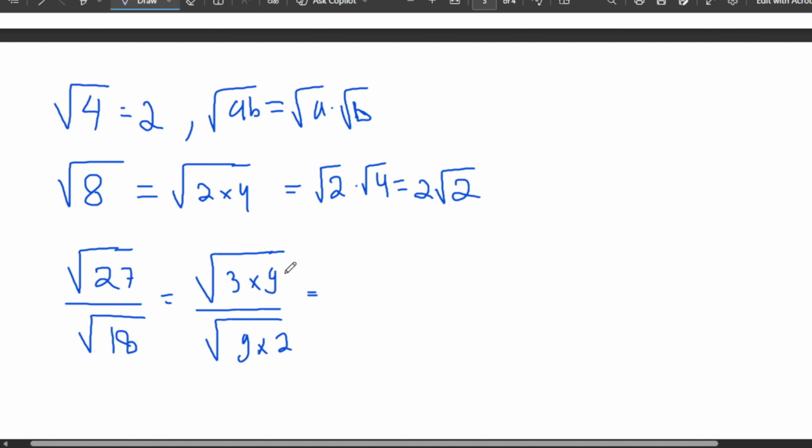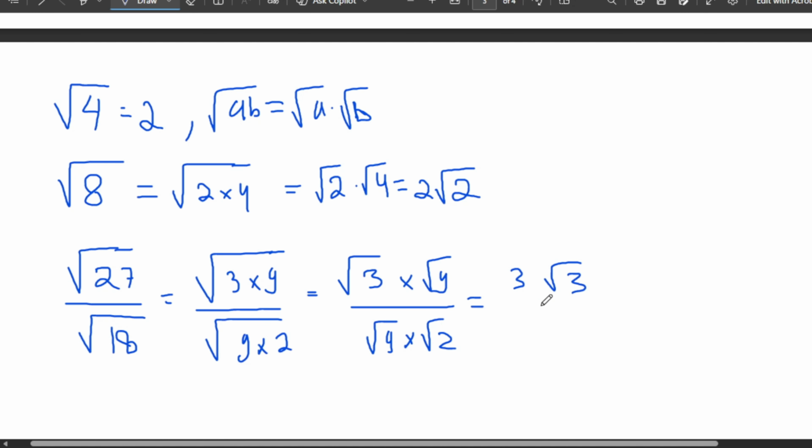Okay, 9 is a perfect square, so we can make this into root 3 times root 9 over root 9 times root 2. What we get is 3 root 3 over 3 root 2. Since the numerator and the denominator have 3's and it's multiplication, we can scratch them. What we are left with is the square root of 3 over the square root of 2.